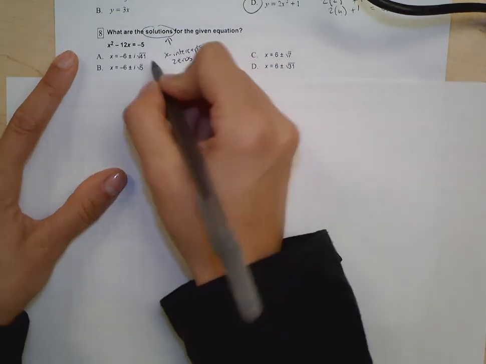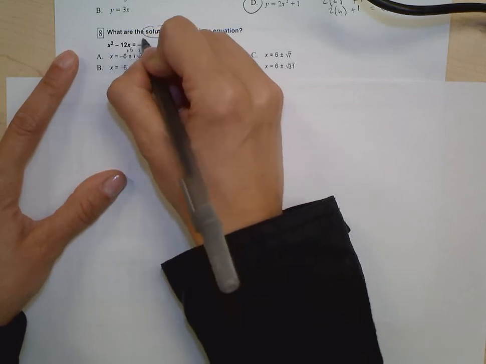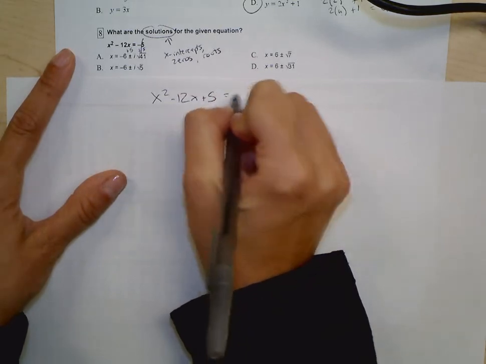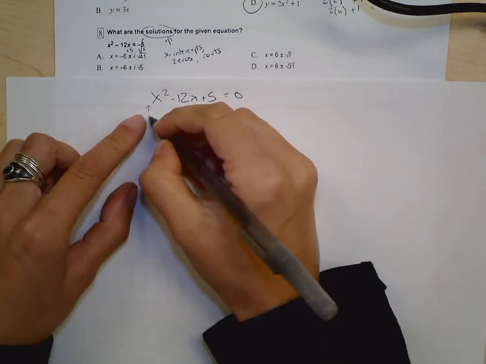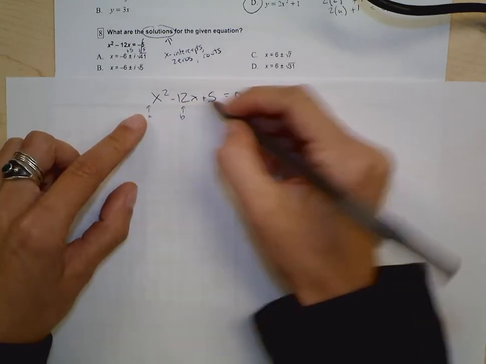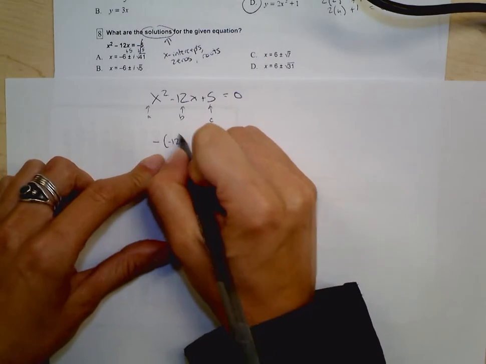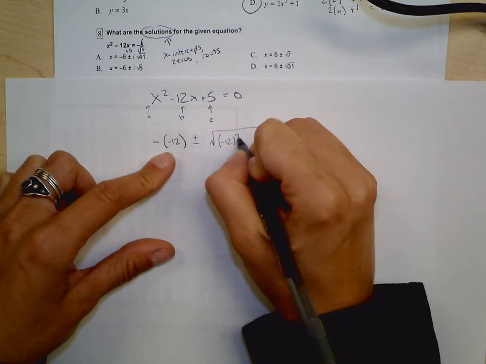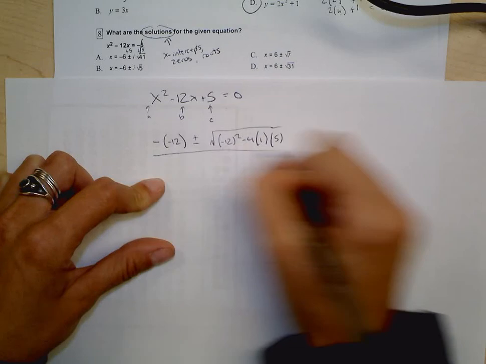So I'm going to add 5 to both sides. So I have x squared minus 12x plus 5 is equal to 0. Now I can use my quadratic formula. My a is equal to 1, my b is equal to negative 12, and my c is equal to 5. So I have negative negative 12 plus or minus the square root of negative 12 squared minus 4 times 1 times 5, all over 2 times 1.